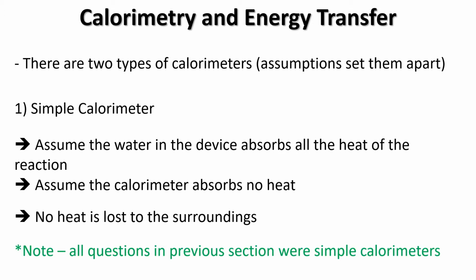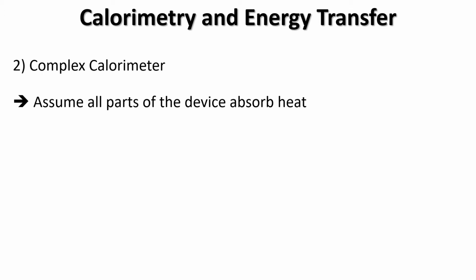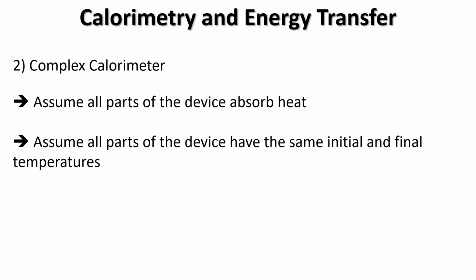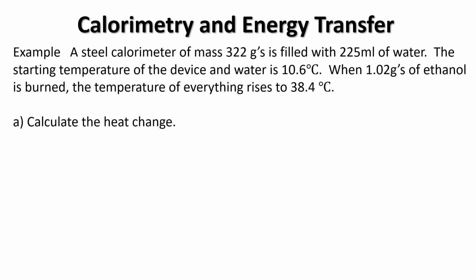So if you think back to all the questions that you did in the first part of 5.2, those would have been considered in a simple calorimeter. The calorimeter wasn't undergoing heat change. So the complex calorimeter, we assume all parts of the device absorb heat. If it's made of metal, the metal is going to warm up or cool down. And we assume all parts of the device have the same initial and final temperatures as the water. So we've got this equation that we became familiar with in the earlier section, but we actually need to do it twice because we have water that's undergoing a heat change and probably the device itself.